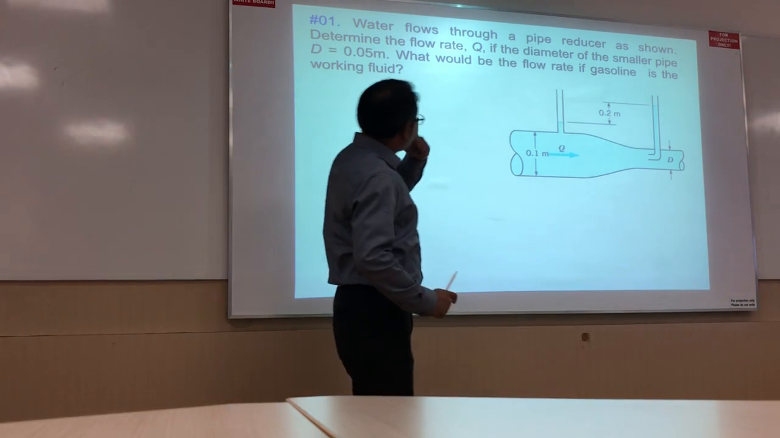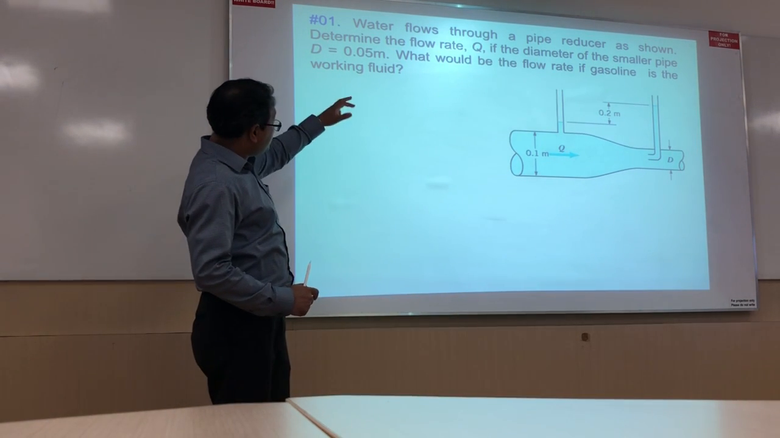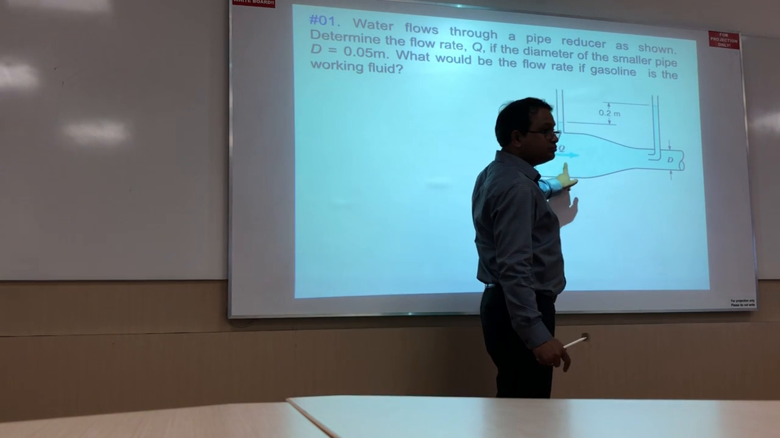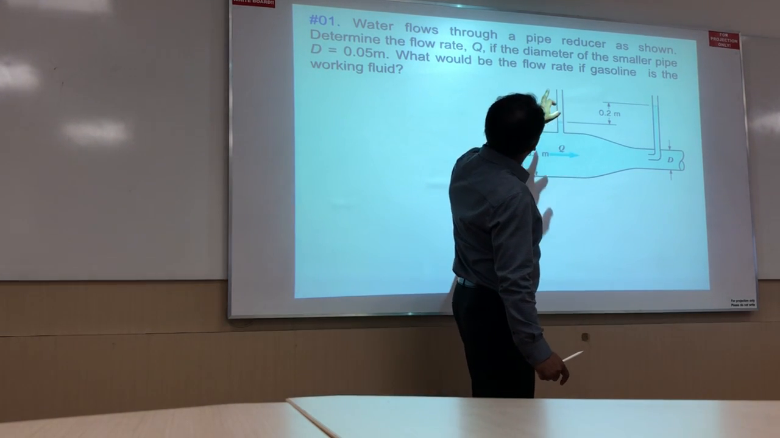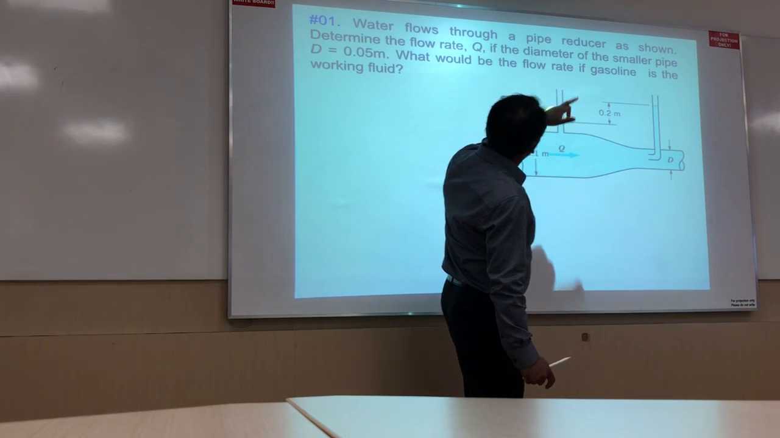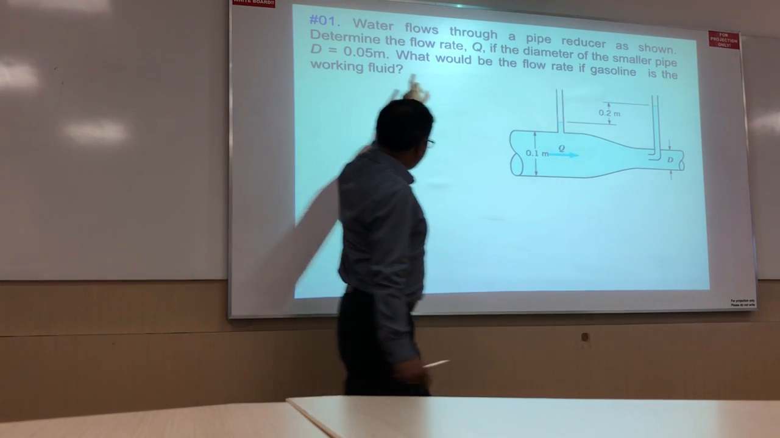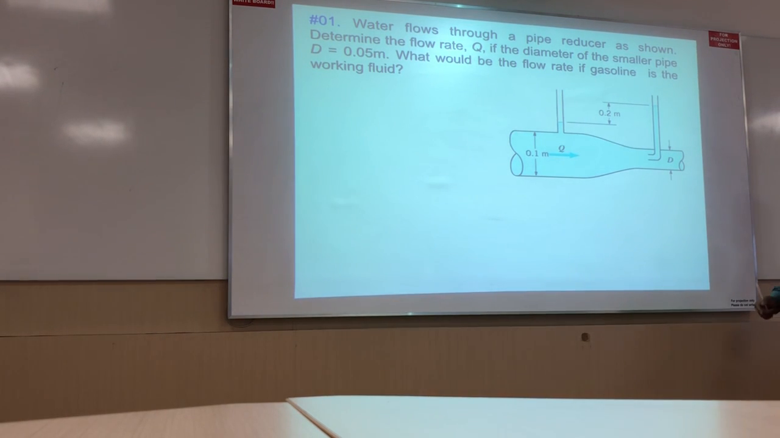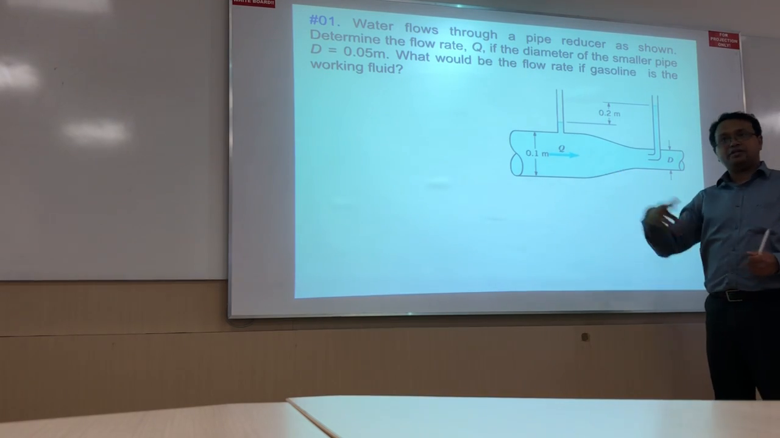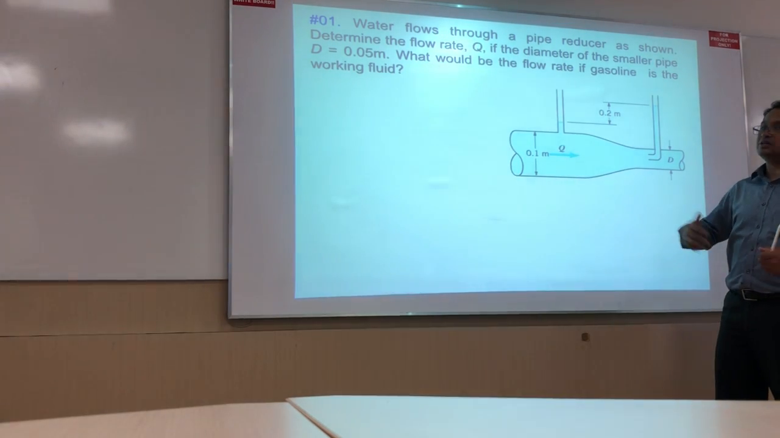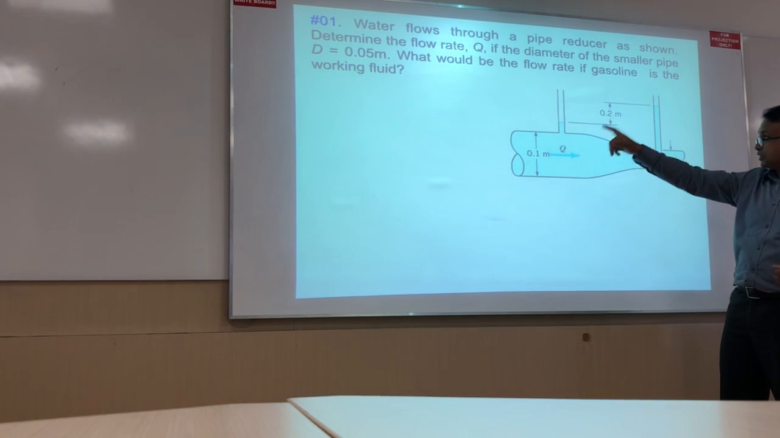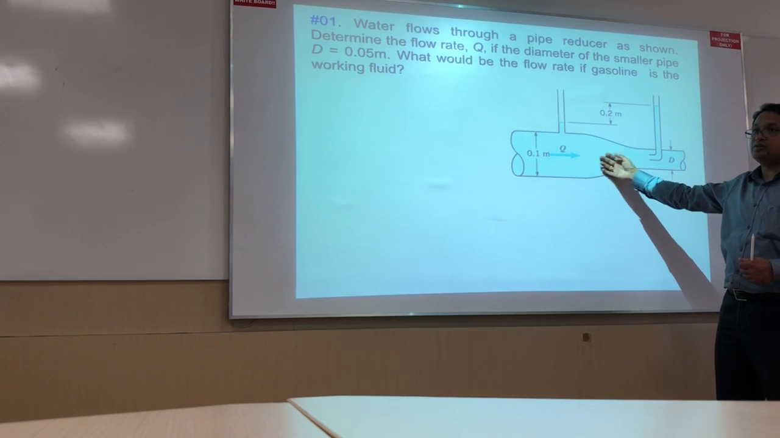So water flows through the pipe reducer as shown in this figure, determine the flow rate Q. You have to find the value of Q. That's all, right? Of the smaller pipe, D is 0.05. So at that point, what is the volumetric flow rate? What could be the flow rate if gasoline is the working fluid? So working fluid may be anything: gasoline, water, mercury, anything. What would be the flow rate if gasoline is the working fluid? Specific gravity is not given here.